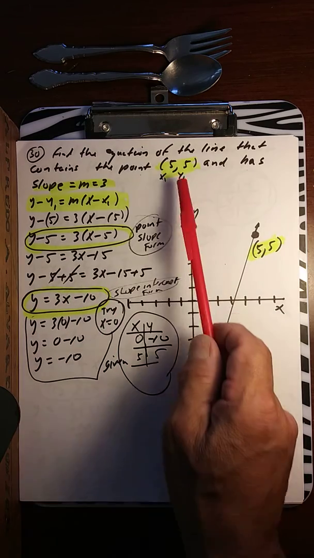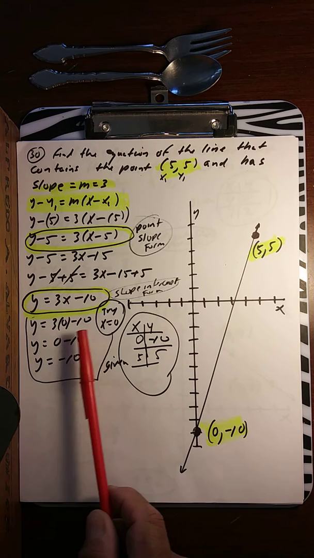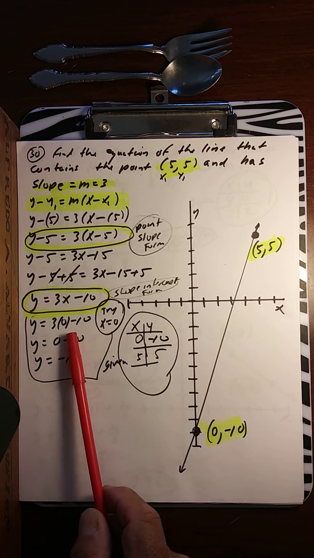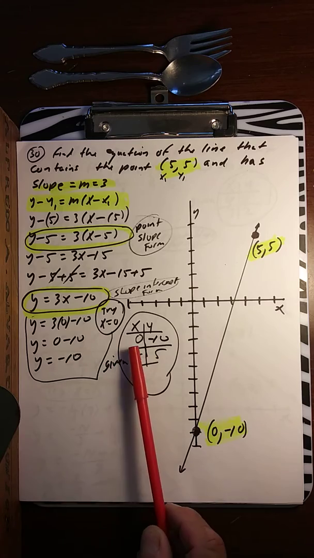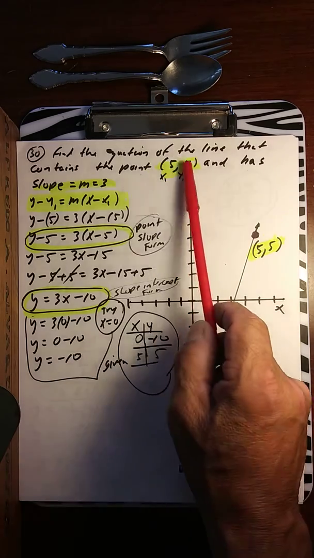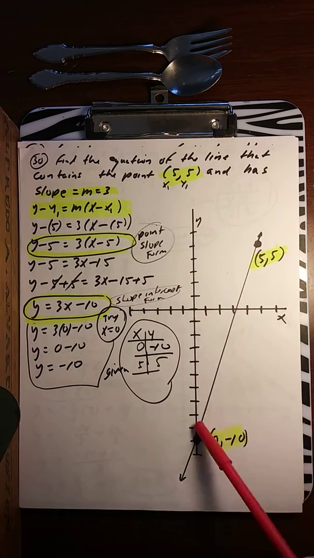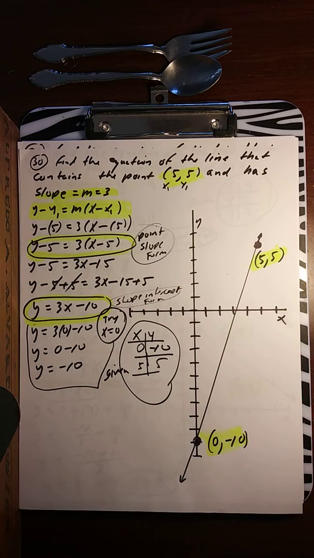So now we have this point. Let's get one more point. Try x equals 0 in the formula. So 3 times 0 is 0. 0 minus 10 is negative 10. So we have 0, negative 10 and 5, 5. 0, negative 10 and 5, 5 right there. We have 2 points. Connect the dots.